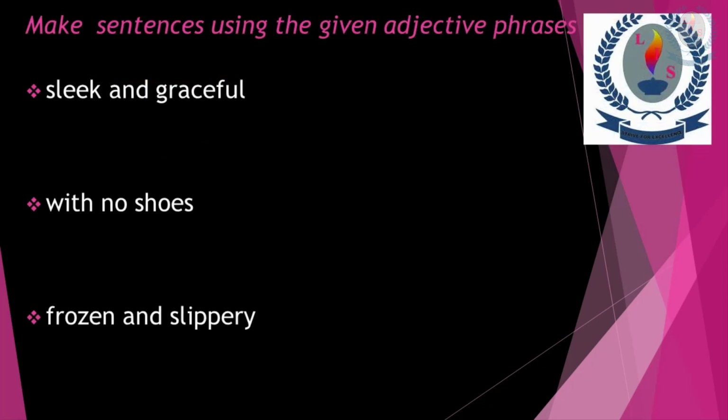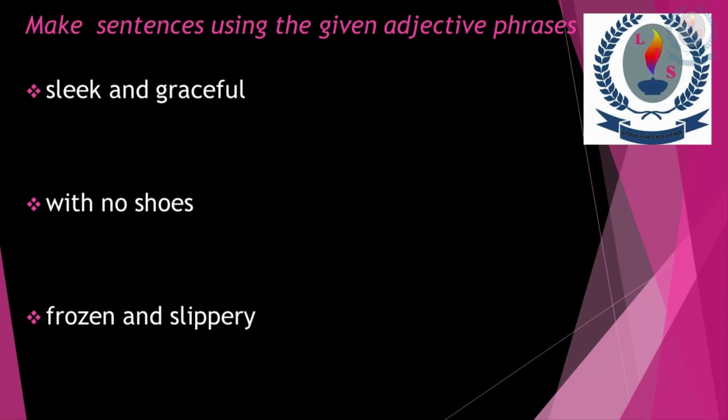Okay children, let's move to the exercises on page number 47 in your Nelson English Grammar textbook. Practice A. There are 6 adjective phrases, so you need to make a sentence using each adjective phrase. So, I have given you some example sentences.